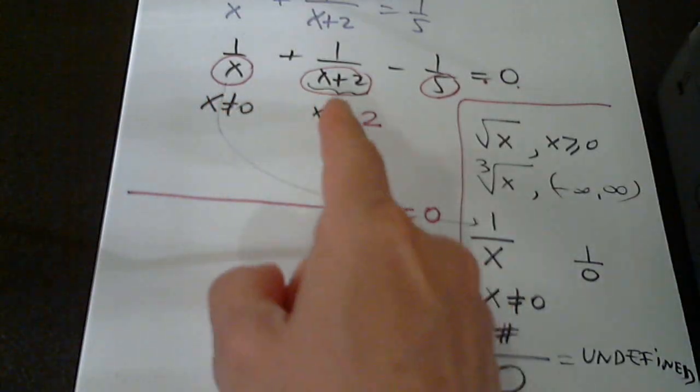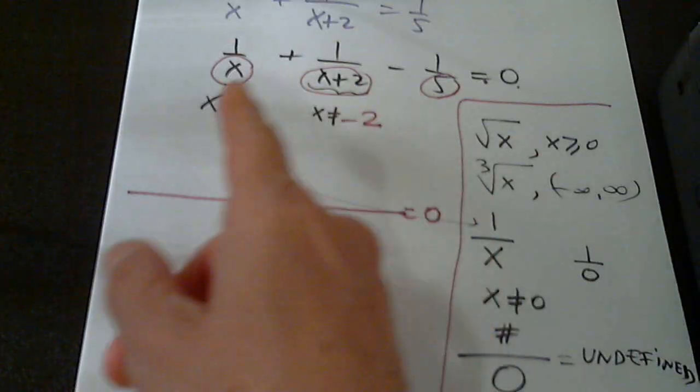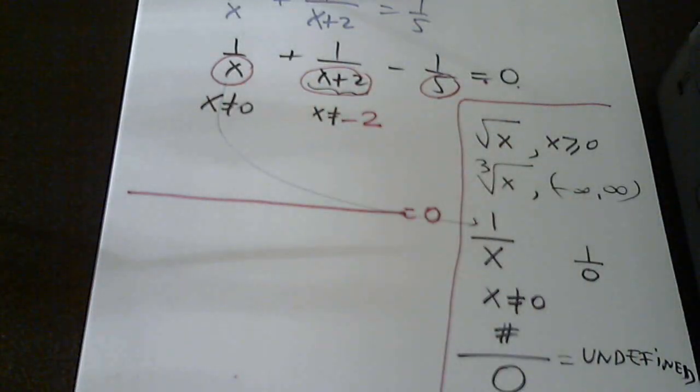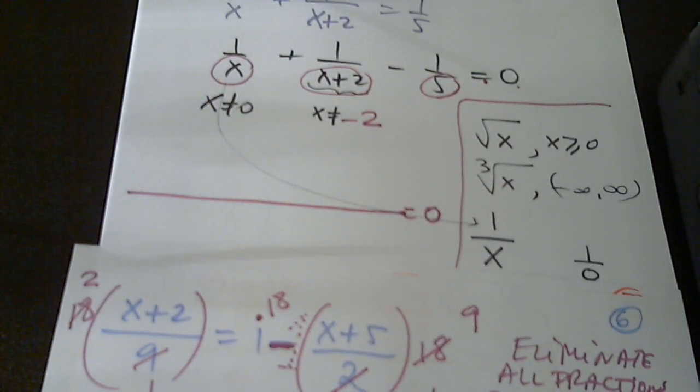This has nothing in common with this. They don't have common factors. This has no common factors. This has no common factors. What will be the least common denominator then? Not different from this. It's just that now it has variables. Same idea.